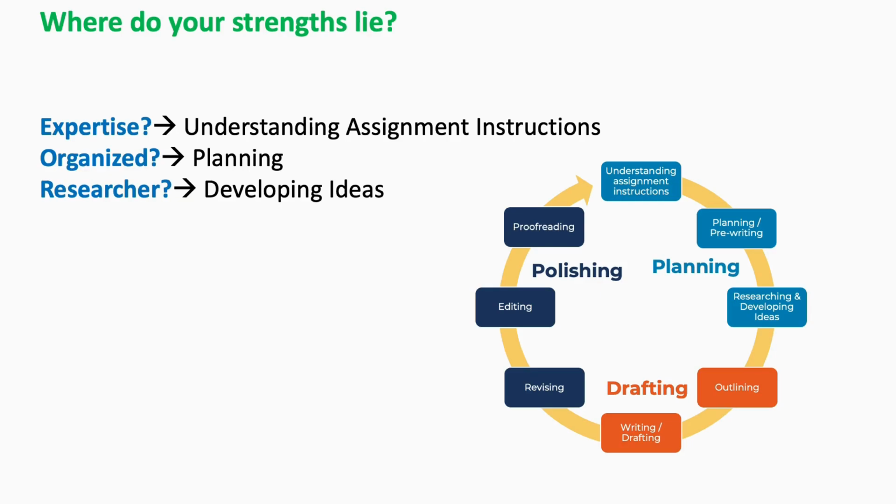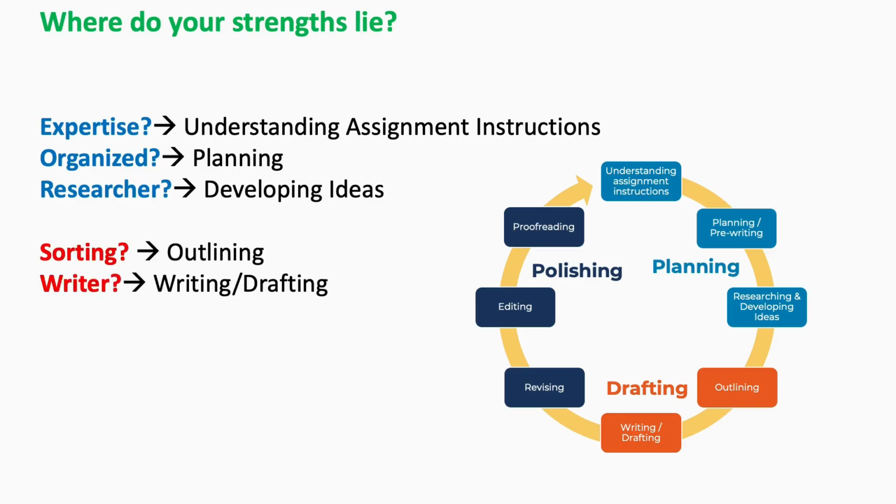If you're a very organized person, you might enjoy planning. And likewise, if you are a natural, curious person and you enjoy researching, developing ideas might be an easier part of the writing process for you. With outline, we're basically categorizing and sorting all the information we gathered in the planning phase into a structured outline. So if you're a good sorter or categorizer, that might be the one for you.